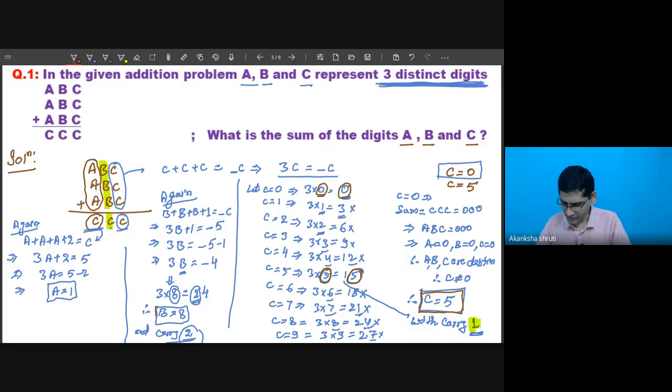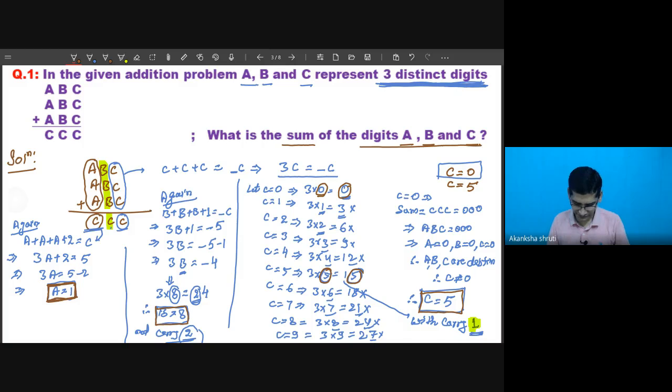So this way we have obtained first the value of C, then the value of B, then the value of A, just by thinking what is the logic of addition. Nothing else is required in this case. So this way ABC is determined, and the question for us is for the sum of the digits ABC.